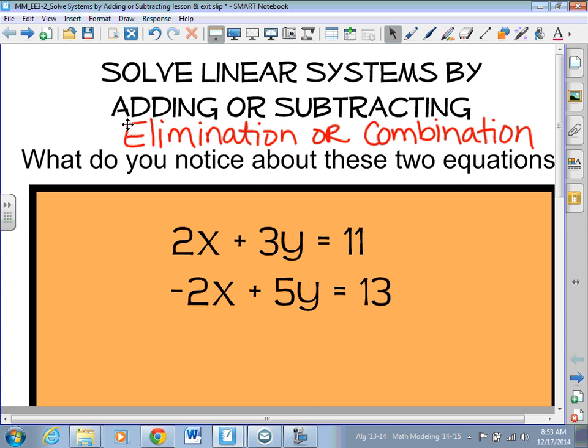Before we get started, I want you to look at these two equations. What do you notice? Go ahead and take 30 seconds and write down what you notice about these two equations. All right, glad that you did that. Hopefully you said, well, I noticed that I have a positive 2x and a negative 2x. So they are the same number, but one's positive and one's negative. And that's what I want you to be able to identify. When we're solving these using elimination or combination, it's always great if you can identify that one is a positive number and the other is just the negative, or the opposite, of it.